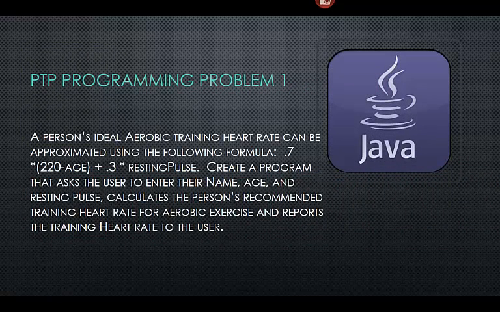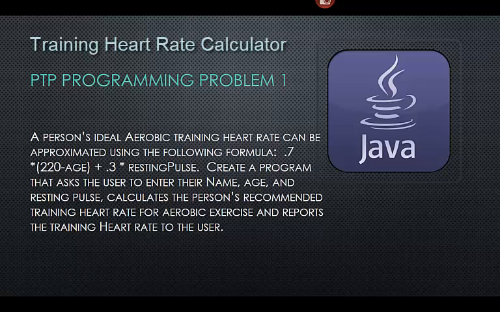Here is the problem we will address: building a program that can calculate a user's recommended aerobic training heart rate. A person's ideal aerobic training heart rate can be approximated using the following formula: 0.7 times (220 minus the age) plus 0.3 times the resting pulse. Create a program that asks the user to enter their name, age, and resting pulse, calculates the person's recommended training heart rate for aerobic exercise, and reports the training heart rate to the user.